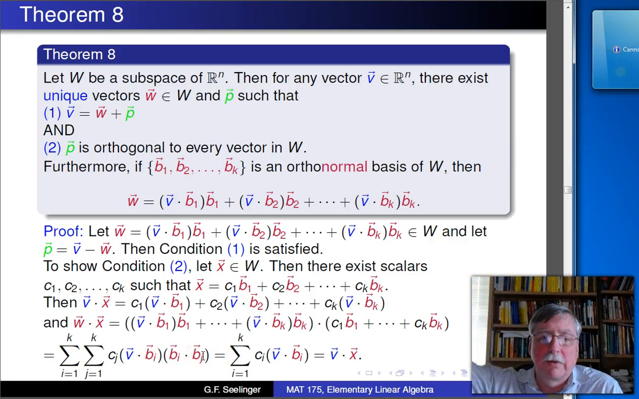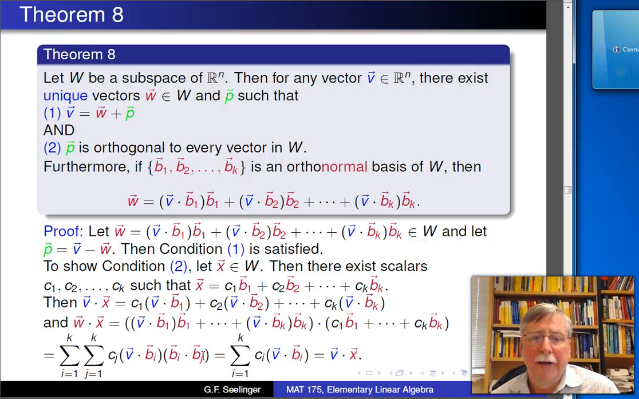I've been sitting here too long, so the lights went out in my office. So I get b_i dot b_i, but this is orthonormal, so this is 1. So that just becomes a 1 right here. And all I'm left with is this expression, but that's just V dot x. So V dot x and W dot x give the same answer.